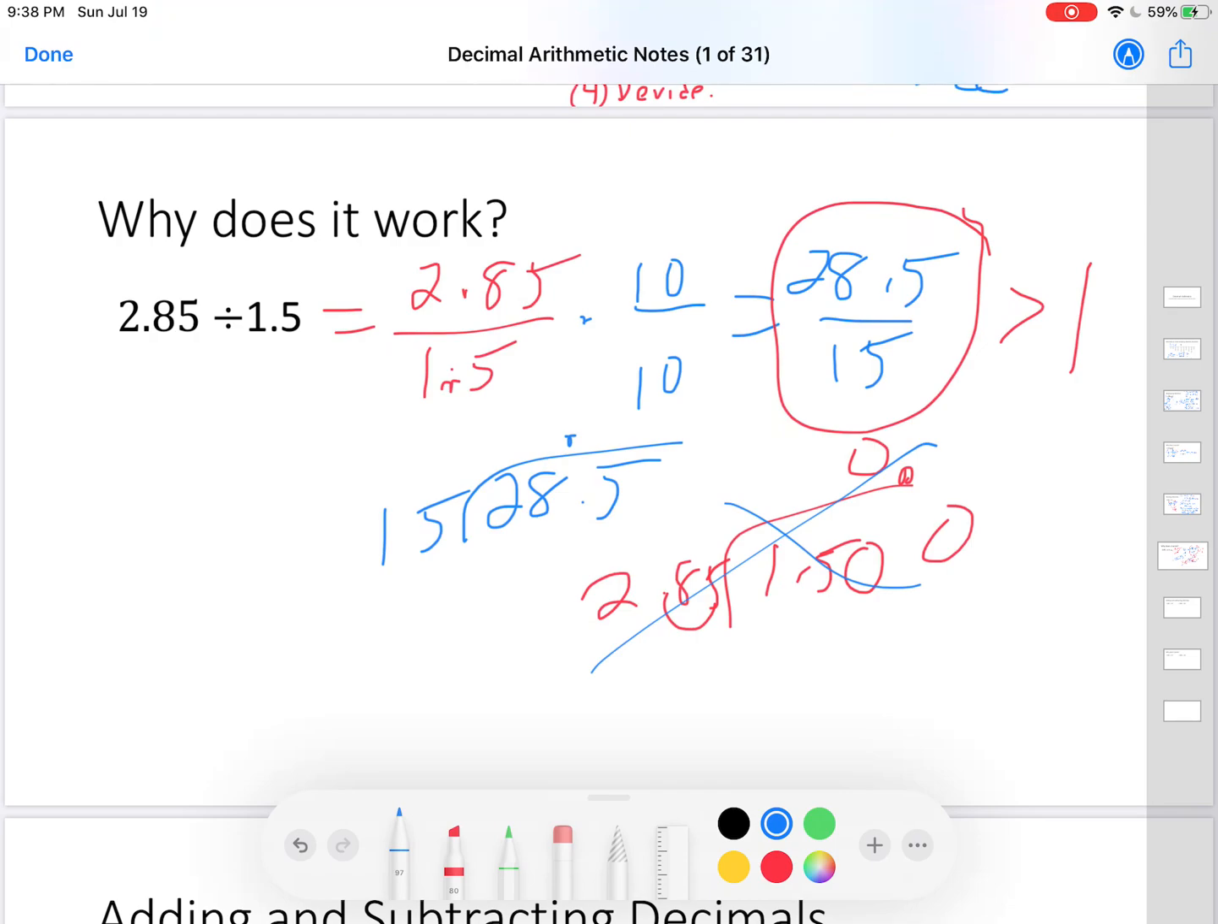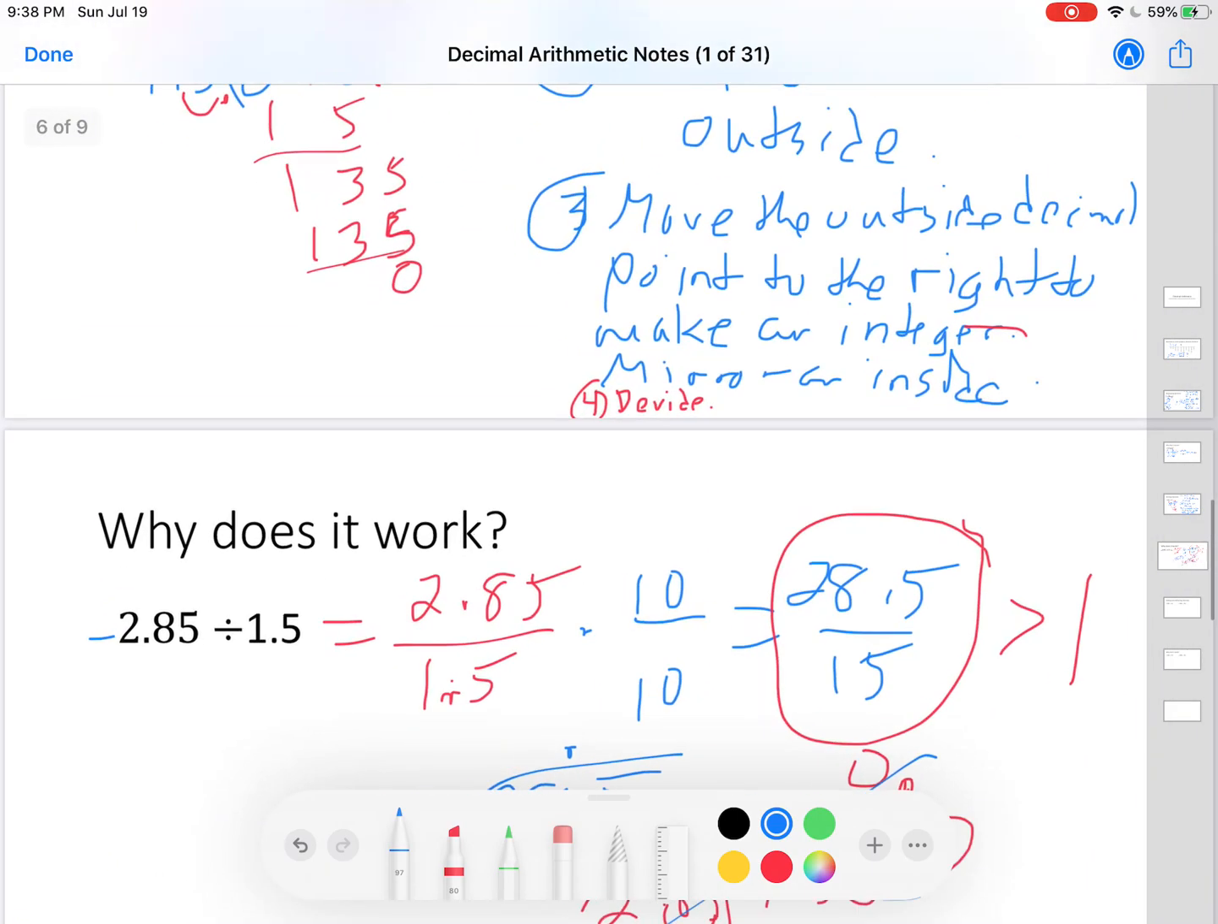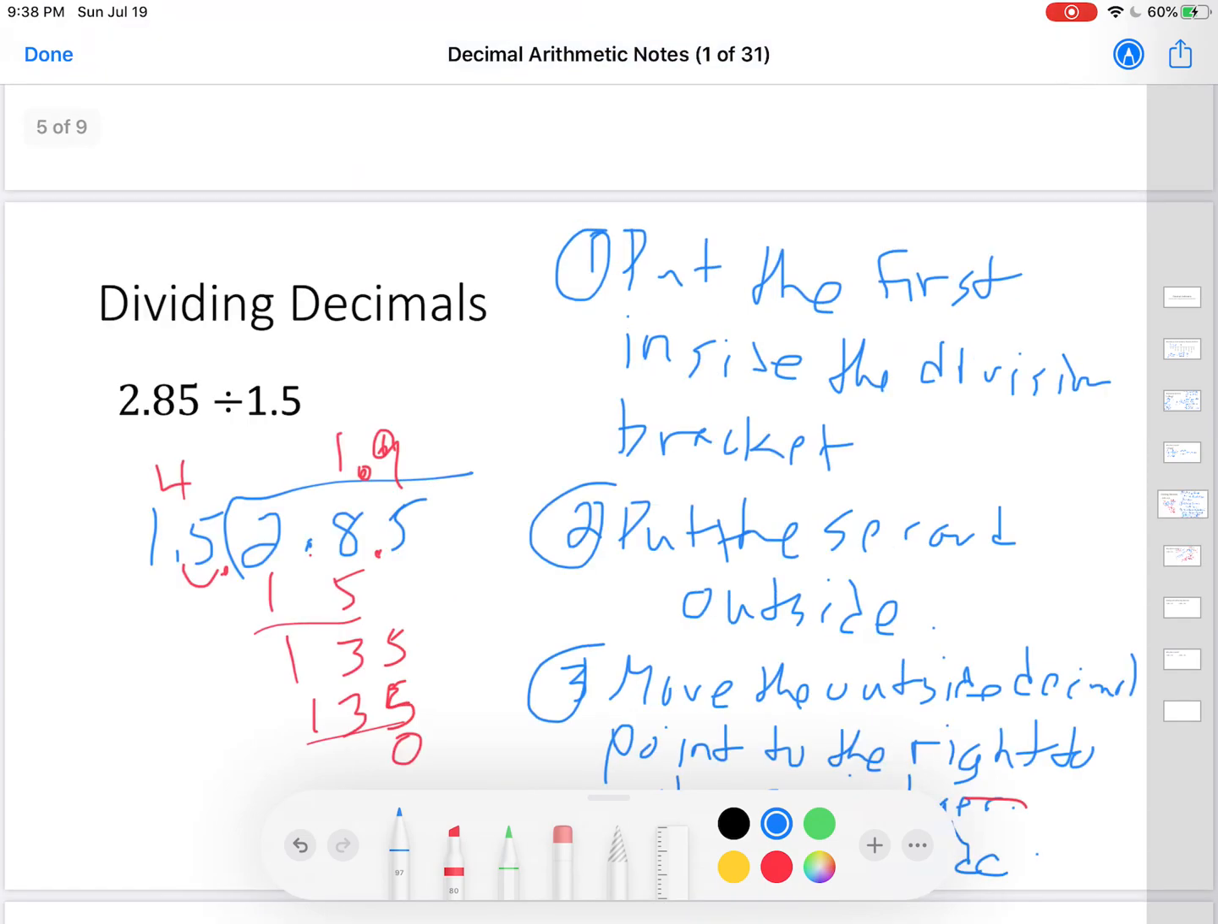Easy enough? Okay. Now, how about positive and negative? Well, if this was negative, then it would be negative 1.9. If they were both negative, then it would be positive 1.9. One negative is negative, two negatives cancel each other out and become positive. You know how to handle that. Negative, positive shouldn't give you any trouble. All right, that's dividing decimals.